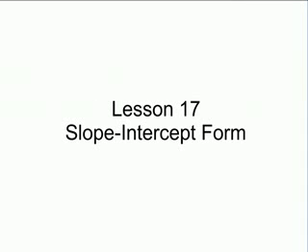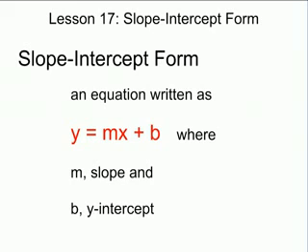Lesson 17, Slope-Intercept Form. Things are written in slope-intercept form when it's y equals mx plus b. M is the slope and b is the y-intercept. M is the number in front of x, and b does not have a letter, it's just a number and it comes after x.